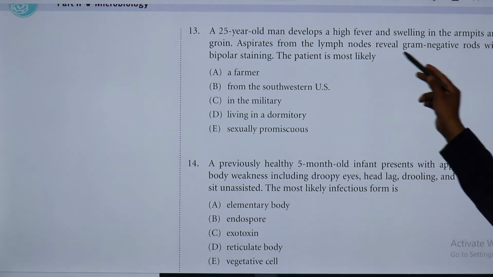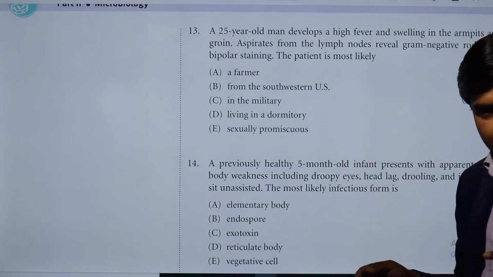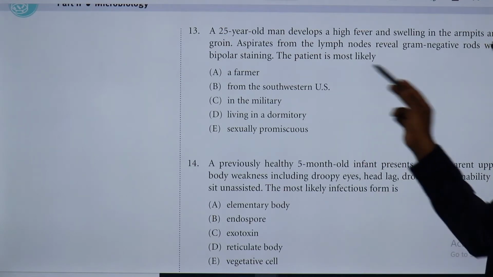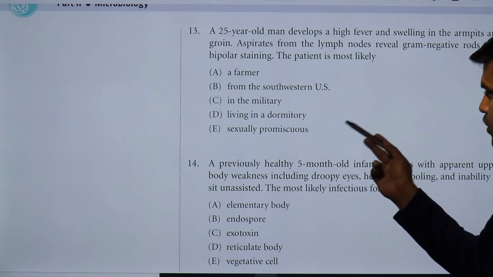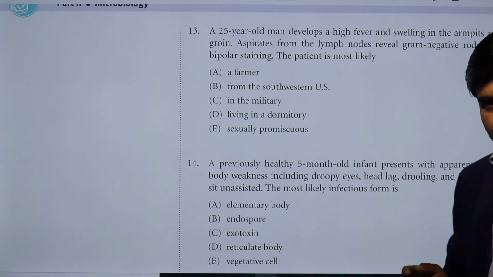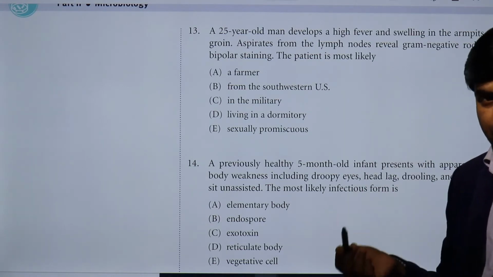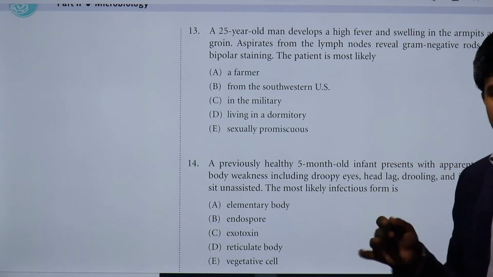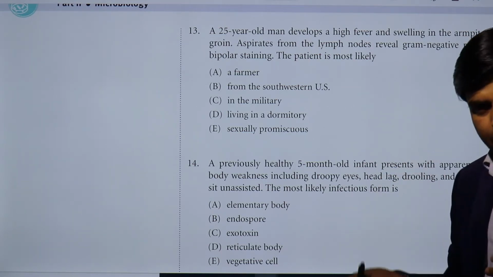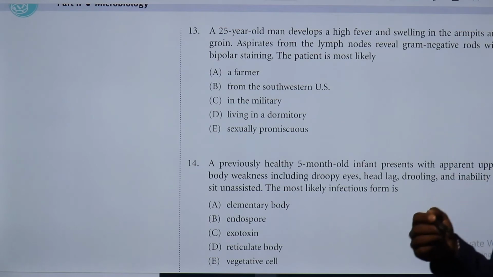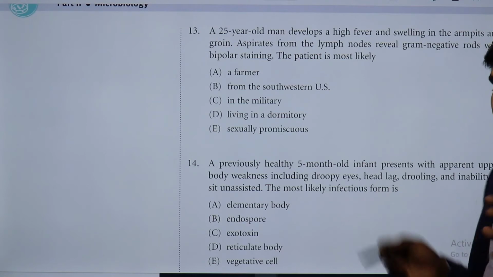Aspirate from the lymph node reveals gram-negative rods with bipolar staining. The patient is most likely a farmer from the southwestern US, in the military, living in a dormitory, and sexually promiscuous. So from the options also, you can identify what the question is going to ask. They are saying your patient comes with both inguinal as well as axillary lymphadenopathy with fever, and they have aspirated that lymph node and found a gram-negative bacteria that has bipolar staining.